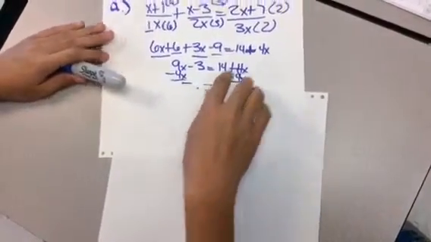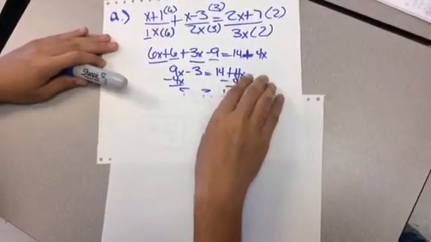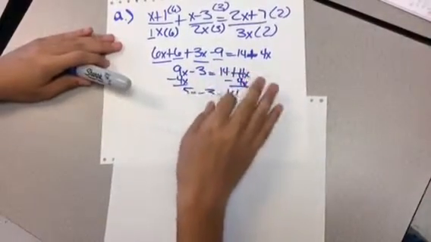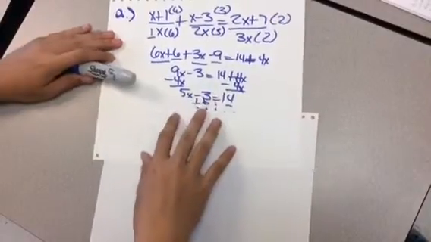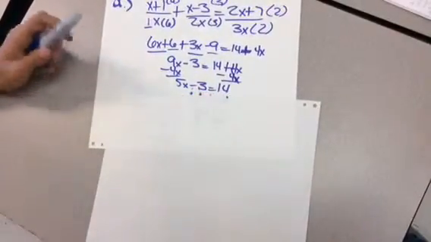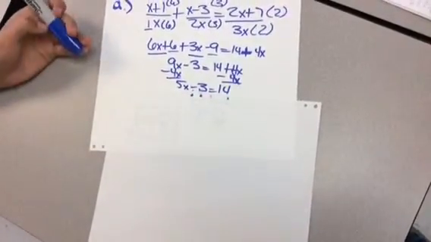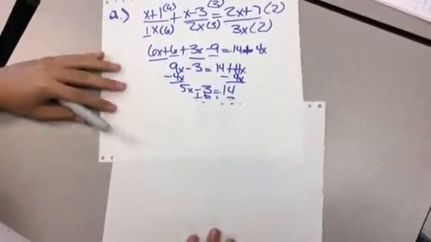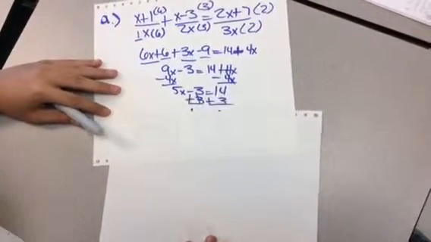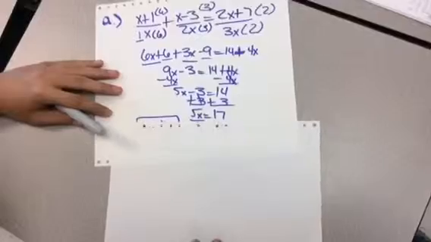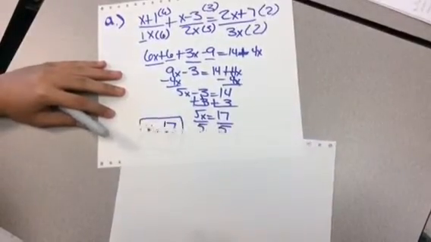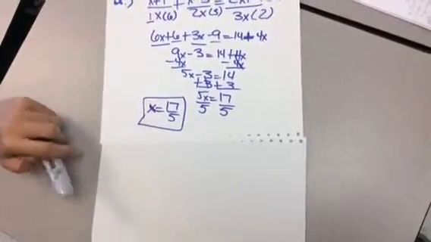Now, the best thing to do is subtract the smaller coefficient so the x term stays positive. So subtract 4x from both sides. Keep it positive because it makes the problem easier to understand, in my opinion. Then you get 5x minus 3 equals 14. Then you add 3 to both sides, 5x equals 17, then divide by 5, and you get x equals 17 over 5.